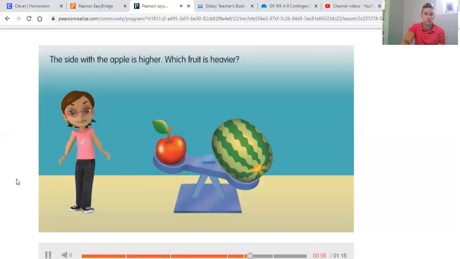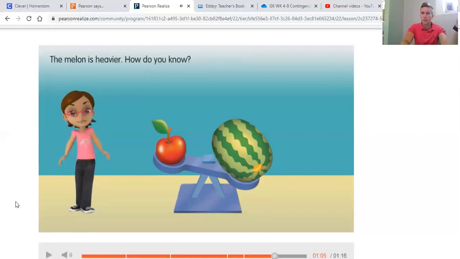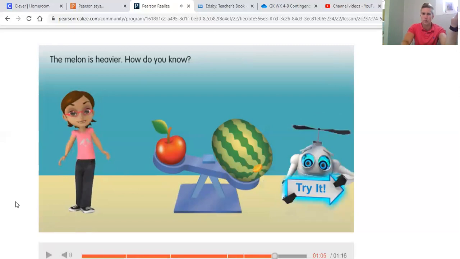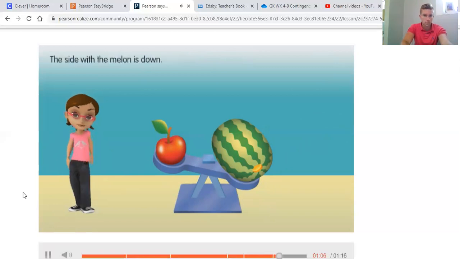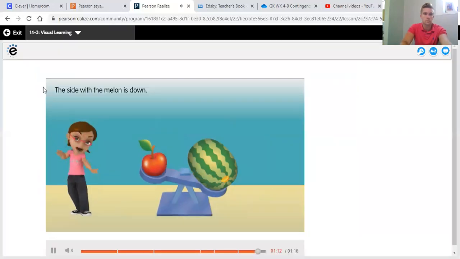The side with the apple is higher. Which fruit is heavier? Okay, and you already told me this. The melon is heavier. How do you know? We already talked about this, right? How do we know the melon is heavier? The melon is lower, and if it's lower, then it's heavier. The side with the melon is down. Now you know how to use a scale to tell which objects are heavier and which are lighter.